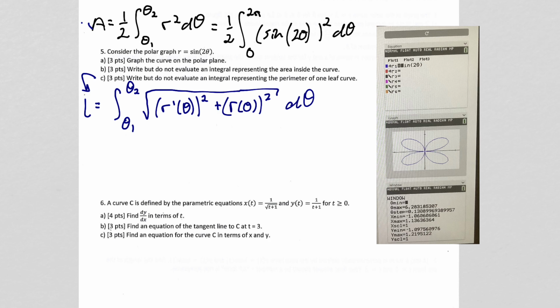So, a couple comments. We know that this is r. This is r. So that is going to slide in here. I need to find r prime. So let's do that. I'm going to do it down here. R prime of theta is the derivative of sine of 2 theta. I get a little chain, 2, and then I get a cosine of 2 theta.